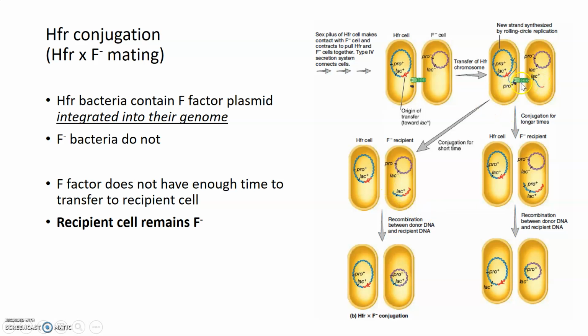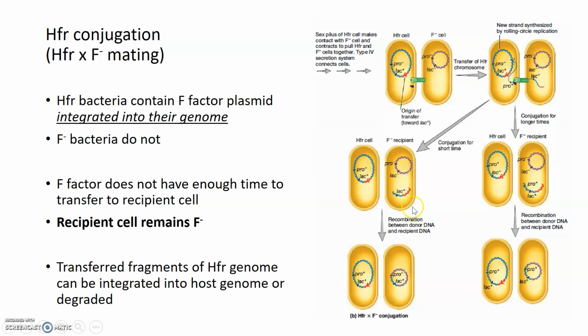Meaning that before the entire replication or transfer of the whole chromosome is complete, the sex pilus breaks, and you're left with a small piece of donor DNA in the F negative cell, but it doesn't contain the entire F factor. And so at the end of HFR conjugation, the recipient cell remains F negative. It doesn't have an F plasmid that it can now then use to perform conjugation itself.